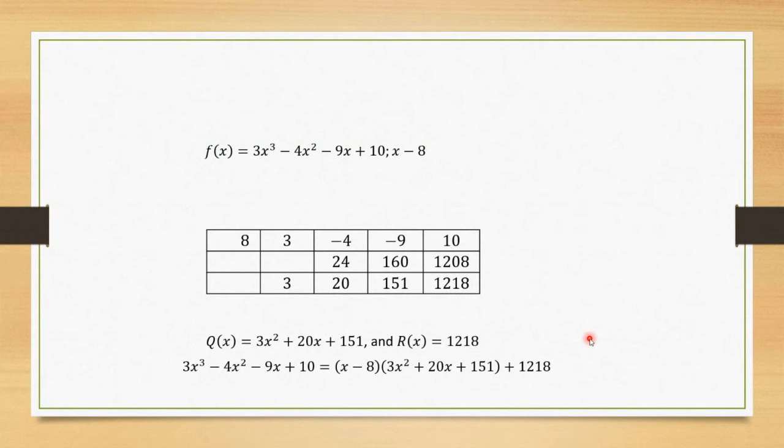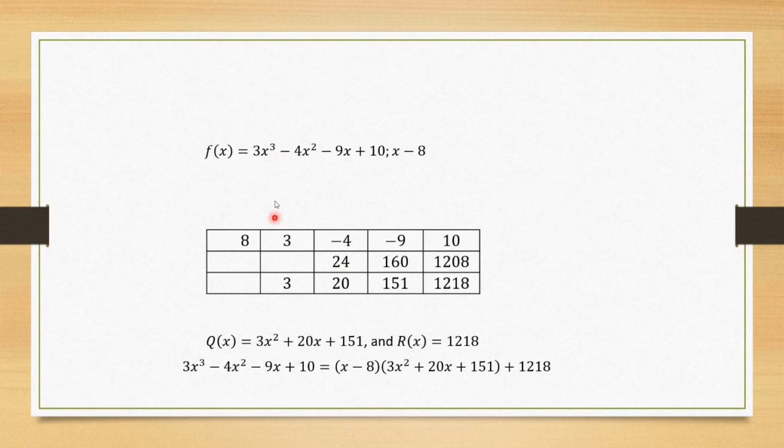Just let you guys look at it. Again, we get the 3, that's from here coming down. 3 times 3 is 24. Minus 4 is 20. 160. Minus 9 is 151, and so on. Same old story. And now we can add 10 to this to get 1,218. And so this is our quotient.